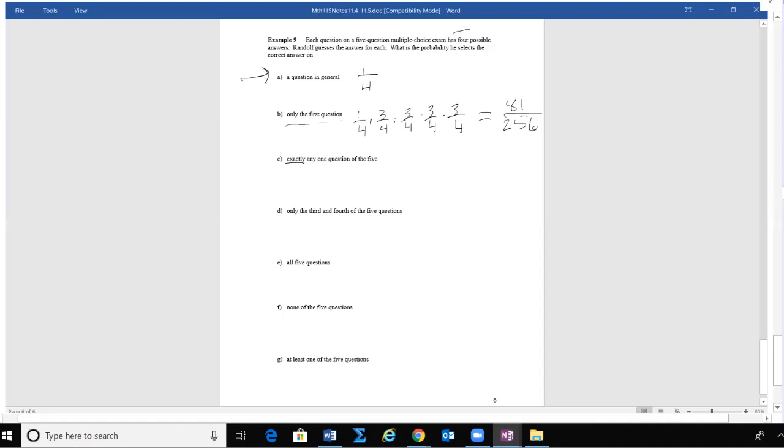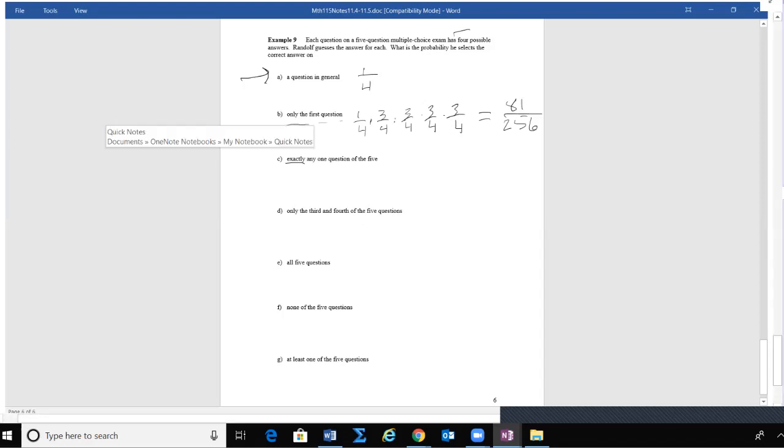So each one of those probabilities is the same. It's actually the same as part B that we did. In other words, it doesn't really matter where you place that correct question. If it's in the middle position, the third question, or the last question, we're just mixing up these same numbers, 1/4 and 3/4, in a different order. The number won't change. The 81 over 56 won't change. So exactly any one of the 5 questions.